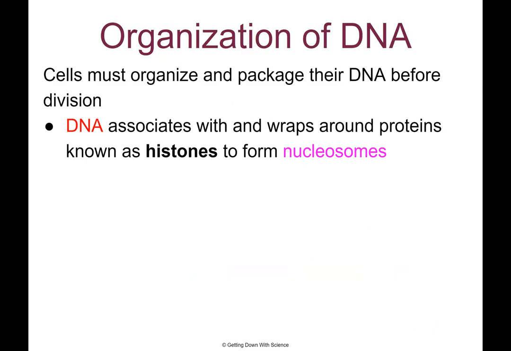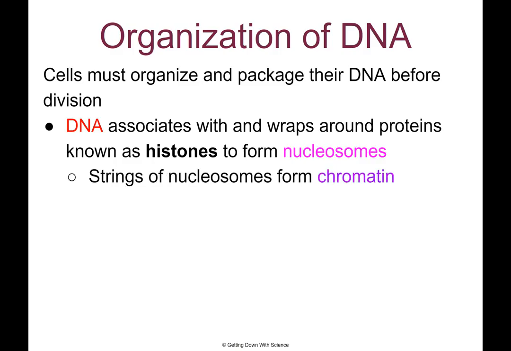Think of it this way: if you have a pencil and you wrap a string around it, the pencil would be your histone, the protein, and the string would be your DNA. And once they're wrapped together, we would call that pencil string complex a nucleosome. Then strings of nucleosomes, one pencil string concept attached to another pencil string, attached to another pencil string, all come together to form what we call chromatin.